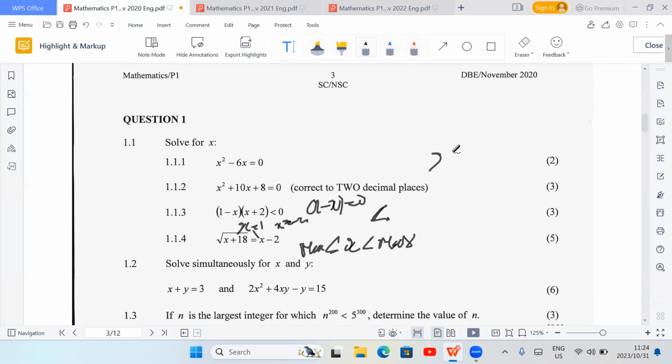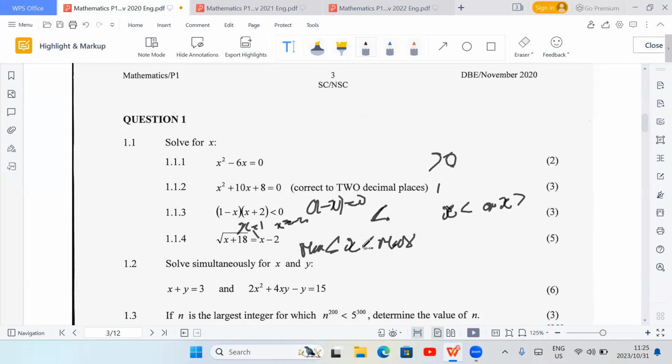But if your sign was facing that side, let's say it was greater than 0, then you were going to have your inequalities separated like that. So it's always the approach. The only thing that you need to know here is how to get your values, which is the same thing as solving for x.